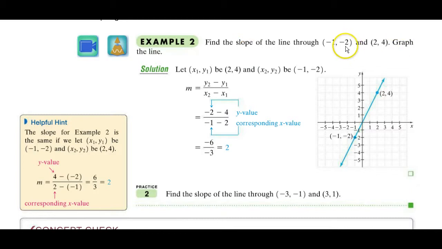So here they want you to graph this after you find the slope. So we can just use their writing. They've set it up very well. And they get a -6 over -3, which is a +2. And on the graph, they plotted this, and they plotted that, and they made a line through it.